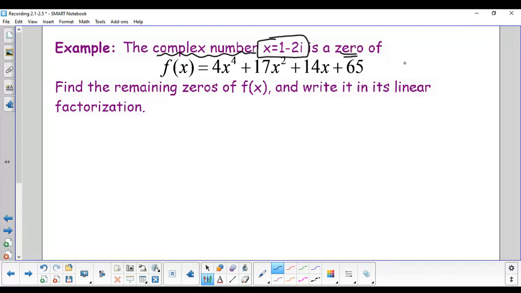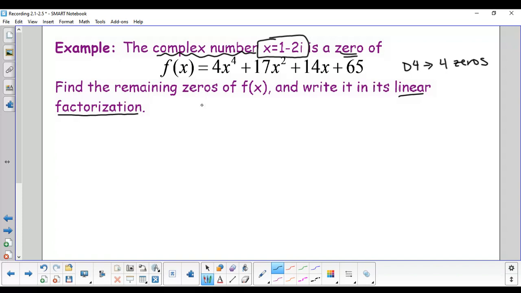Now this is a degree 4 polynomial, so therefore I know I am looking for 4 zeros. Now those zeros might be real, they might be irrational, or they might be complex. We know for sure one of the zeros is complex. We want to find the remaining zeros of f of x and then write it as a linear factorization. This linear factorization is going to get a little messy, so just stay tuned with me.